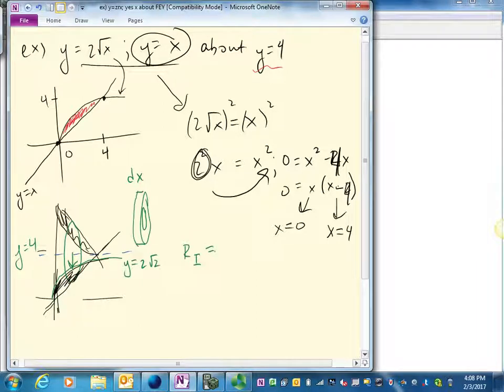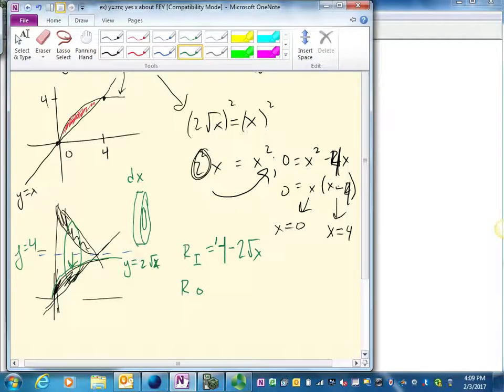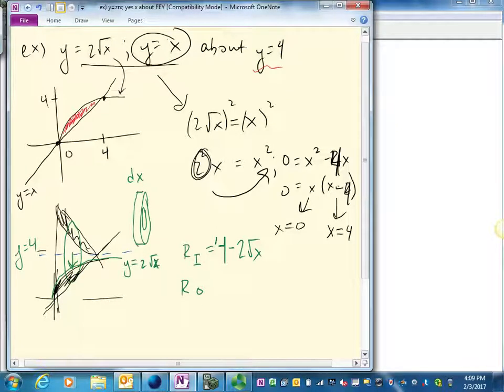So the inner radius is going to be 4 minus 2 radical x. And then my outer one, if I do this in very much the same way, I need to start with my axis of revolution first. So I start up here at 4, but now I need to go all the way down to the straight line, to that diagonal y equals x. So my outer radius goes from the center here down to my straight line. So I can say that my outer radius is given by 4 minus x, since x is my line. So 4 minus x.